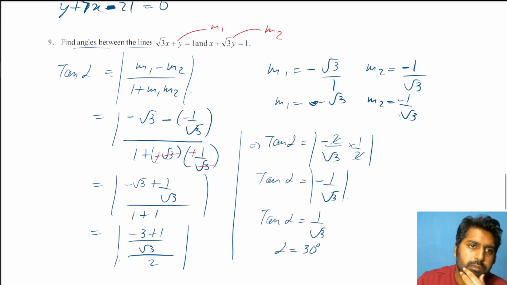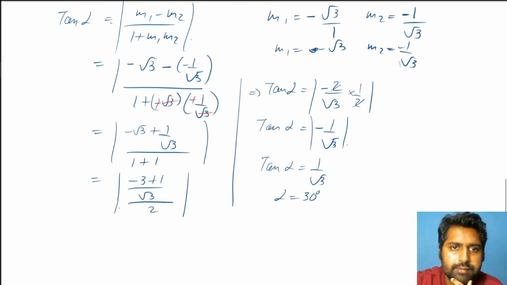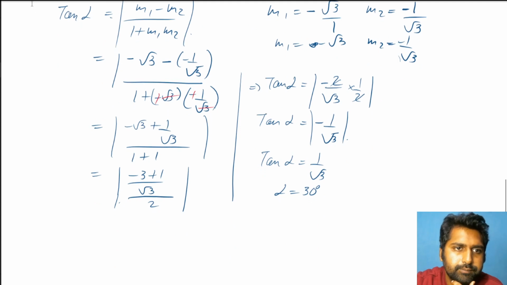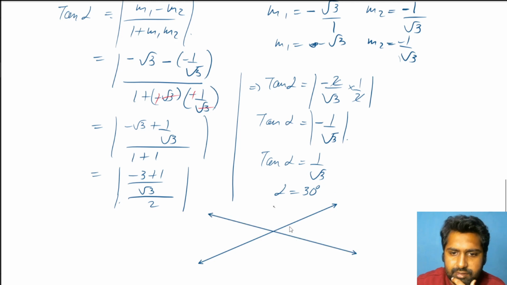Okay. But the question is saying find angles. Look at the word, plural. Now how do we do that? For this you just need to analyze one thing. If two lines intersect, you will always have one acute angle that we have already calculated, alpha 30 degree, and another one as obtuse. So that will be 180 minus alpha. Okay, so that's 150 degree.